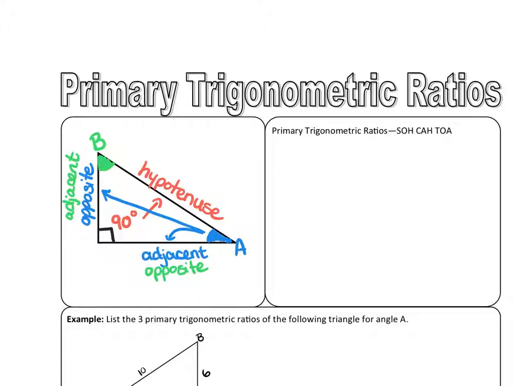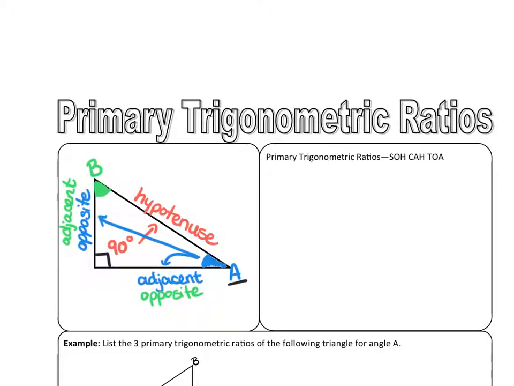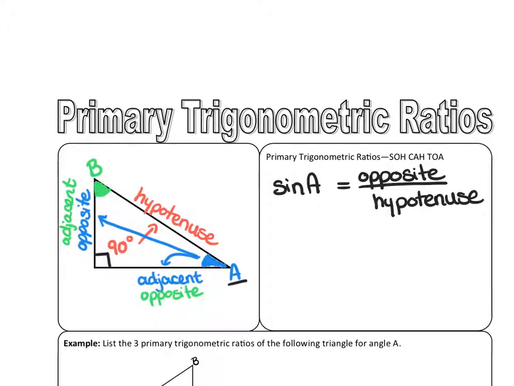Our primary trig ratios, I'm going to write them with respect to angle A. Sine A is equal to the length of the opposite side divided by the length of the hypotenuse. So that's the first one.